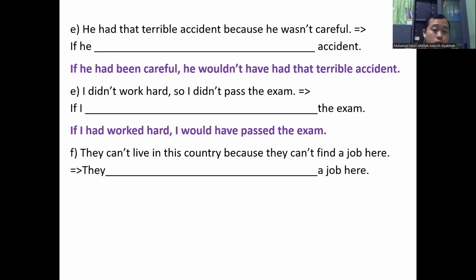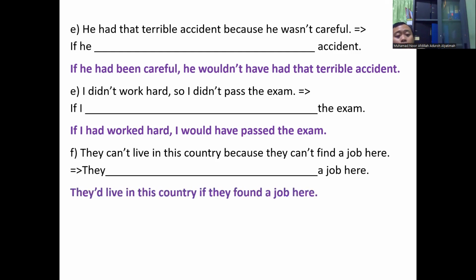G. They cannot live in this country because they cannot find a job here. They blah blah blah a job here. You have to write down the main clause first and then the if clause. They would live in this country if they found a job. This if clause is type 2.